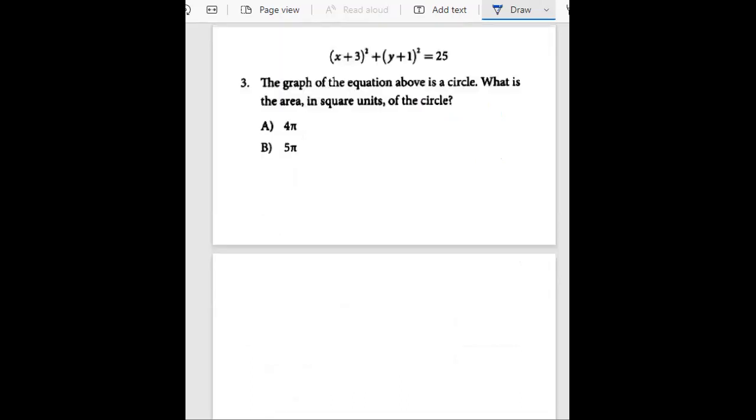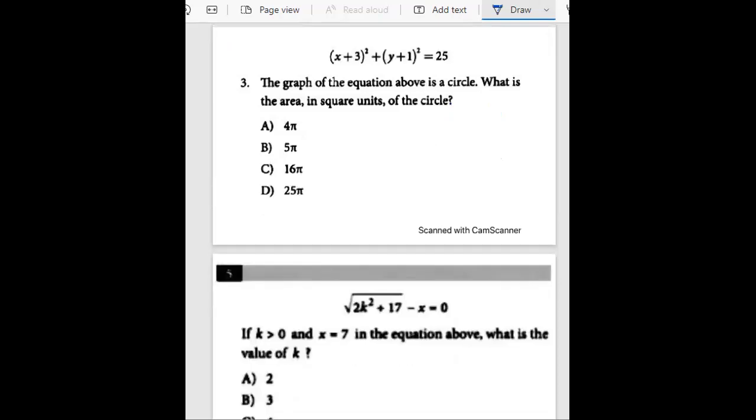Question 3. So the graph of the equation above is a circle. What is the area in square units of the circle? Yes, Ishal, what do you know about the equations of a circle? What is this value? This value is r square. Yes, ma'am. So if this is r square, it's very easy. Pi r square, so it would be 25 pi. This would be the answer, because r square is 25 and we need to multiply pi.